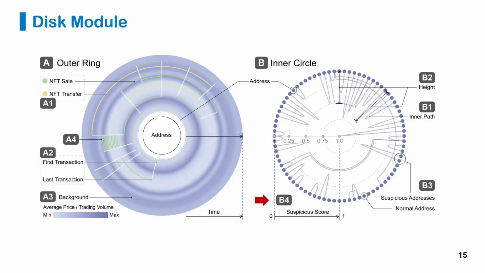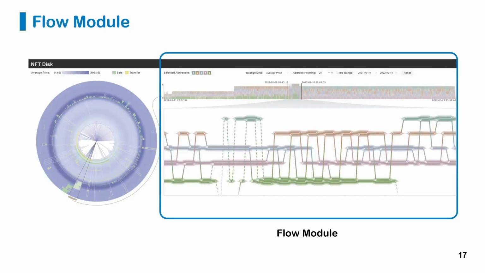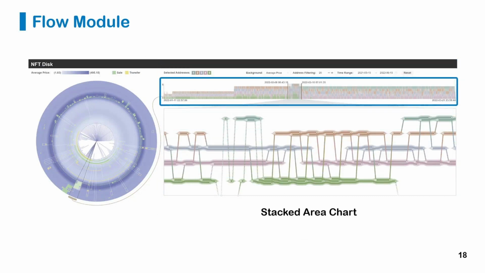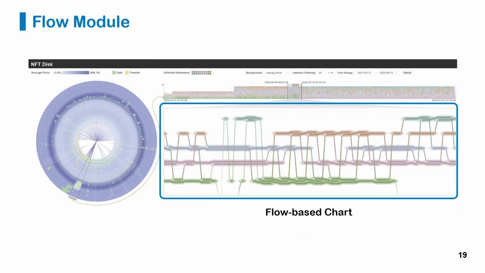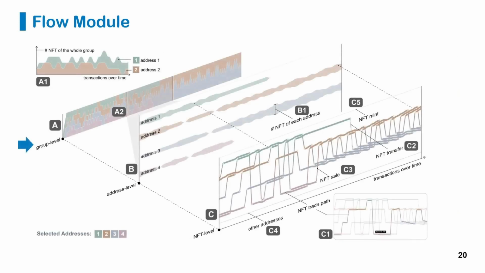In the inner circle, we introduce the suspicious score to indicate possibility of colluding address pairs. The height of the inner paths represent their suspicious score. The higher the height of the inner paths, the higher the suspicious score of the address pair. The flow module consists of a stacked area chart and a flow-based chart. The stacked area chart shows the NFTs held by selected addresses at the group level. The flow-based chart can demonstrate both the NFT held by each address and the transaction history of these NFTs.